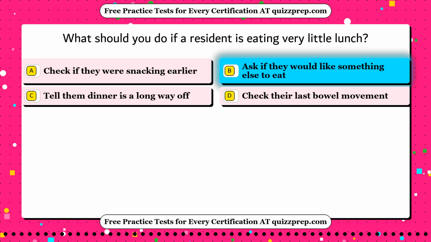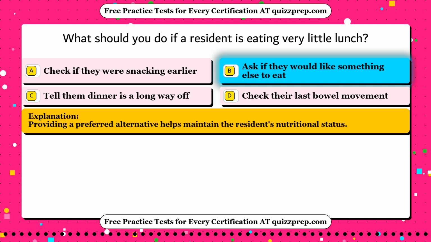The correct answer is option B, ask if they would like something else to eat. Providing a preferred alternative helps maintain the resident's nutritional status.